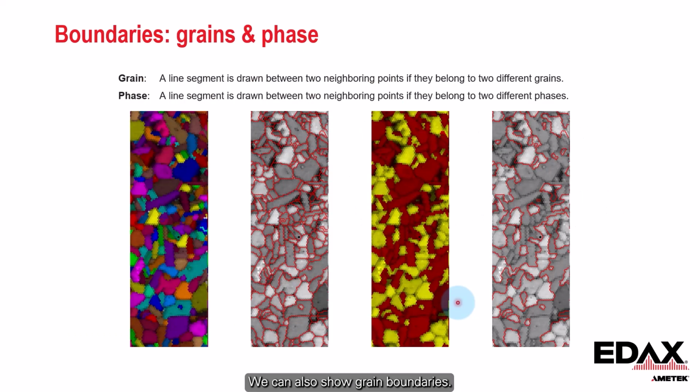We can also show grain boundaries. If you remember from the video on the grain definition and grain tolerance angle, however those grains are determined, we can then draw the grain boundaries. Same thing with phases. We can draw a line between identified phases in the microstructure.